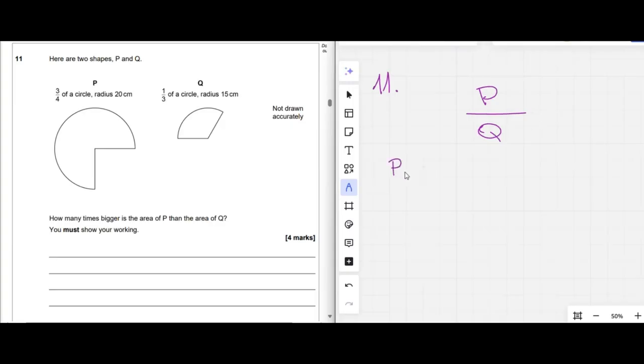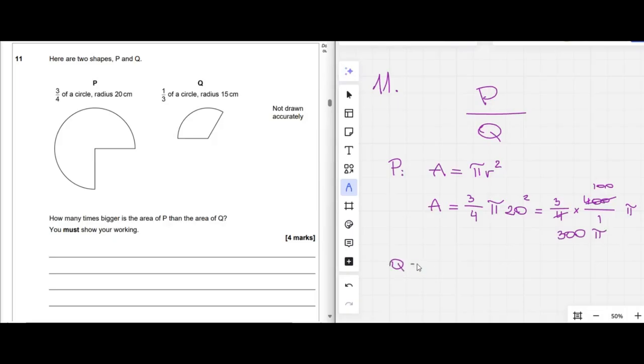So the area of P, and in P there's 3/4 of the whole circle, so let's put that 3/4 at the beginning, pi, and the radius 20 squared. Okay, 3/4 times 20 squared, which is 400, and then pi. So we can cancel this with that, leaving 100. So it's 300 pi.